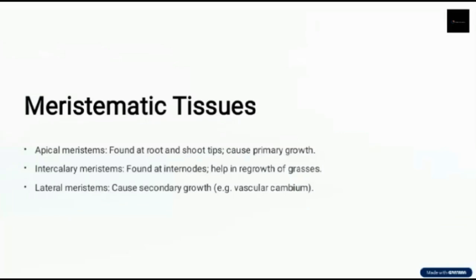Vascular cambium. Should I explain this? It is found between the phloem and the xylem. Okay, don't worry, this is for your higher class. But it enables what? Depositing of xylem inside and phloem outside.